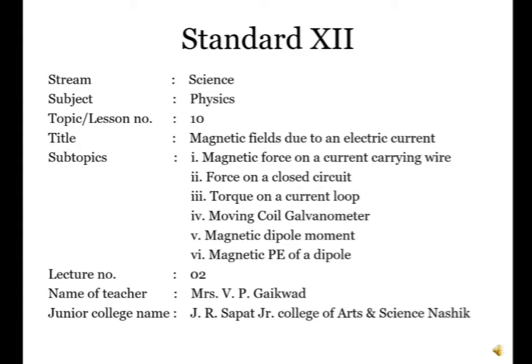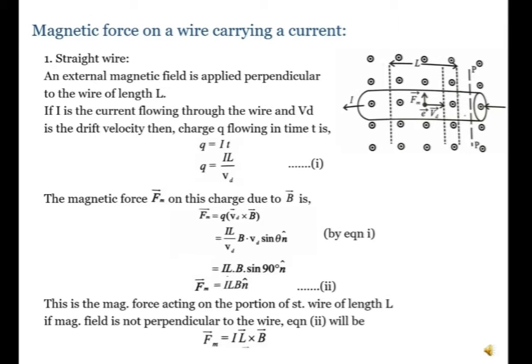Let us continue with our second lecture of magnetic fields due to an electric current. Let us consider the magnetic force on a wire carrying a current. First of all, let us consider a straight wire. As shown in the figure, consider a wire of length L.